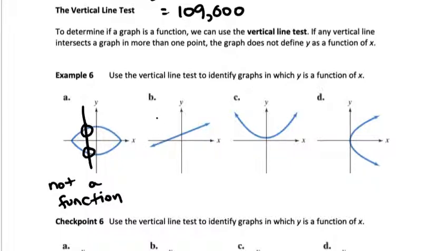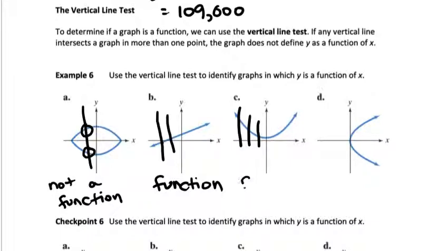For B, if I think about taking a vertical line and drawing multiple ones or dragging a vertical line across the graph, each vertical line is only going to cross the graph in one point, and that means it is a function. It is not possible for any vertical line to cross the graph in more than one point. Same thing for C. This one's a little more of a bowl shape, but any vertical line is only going to cross the graph at one point. So that means yes, it is a function. For D, it is possible to draw a vertical line anywhere in this area, and the line is going to cross the graph in 2 points. So that makes it not a function.